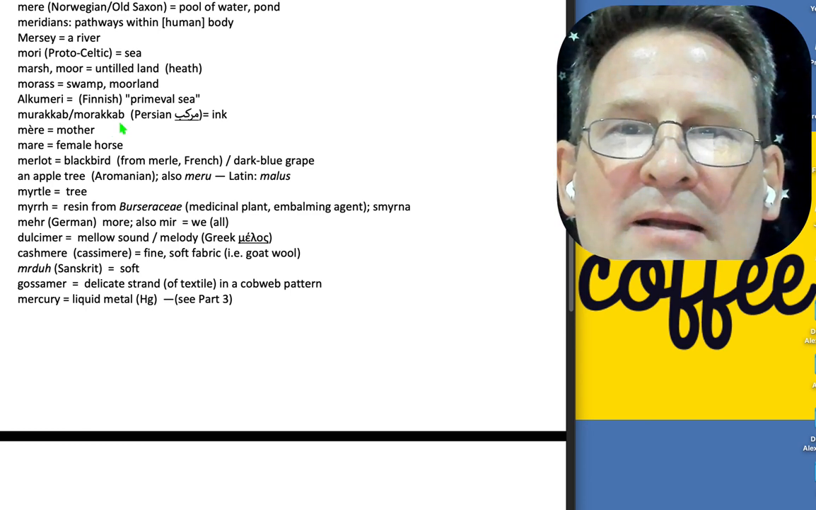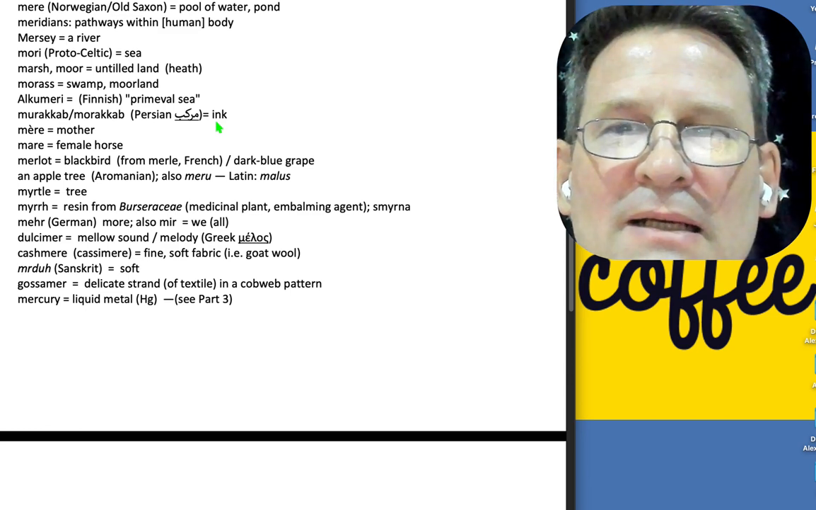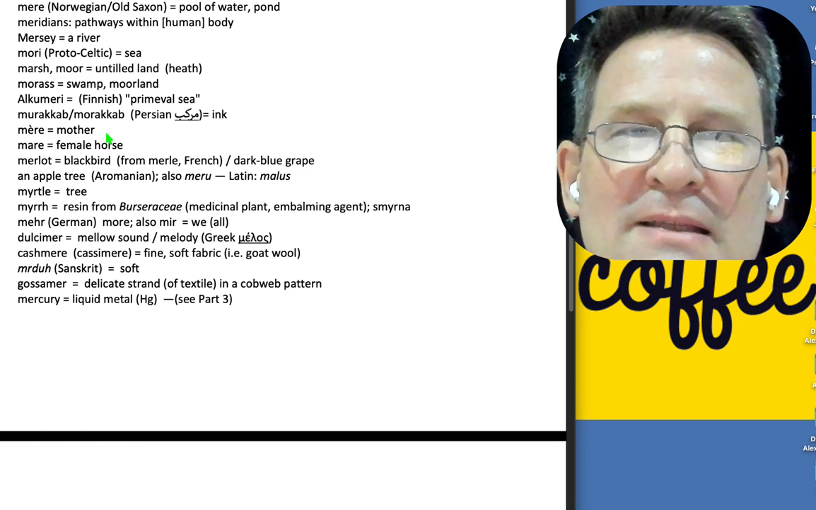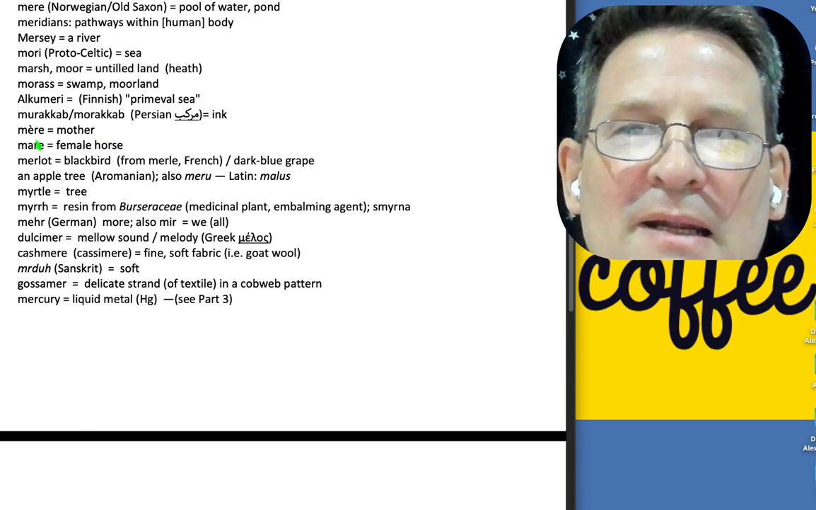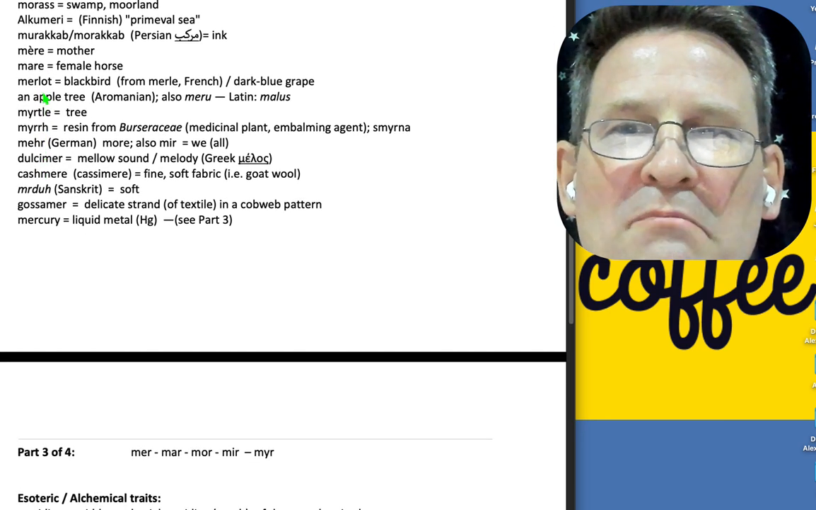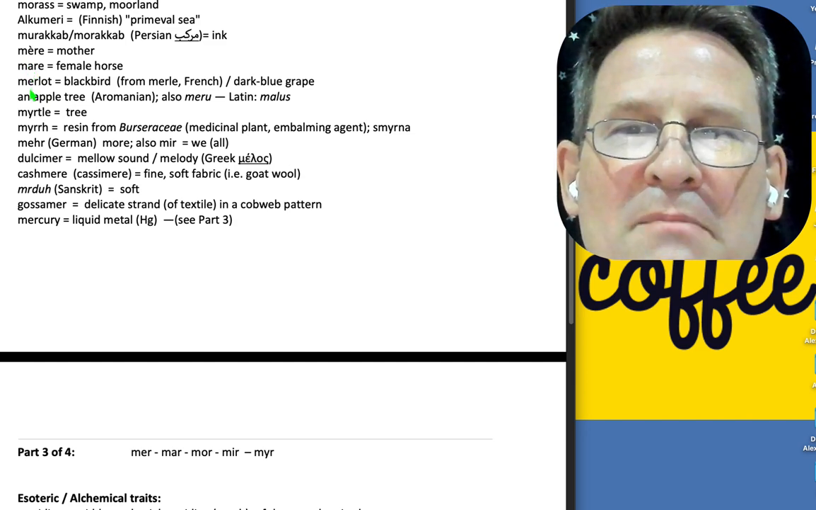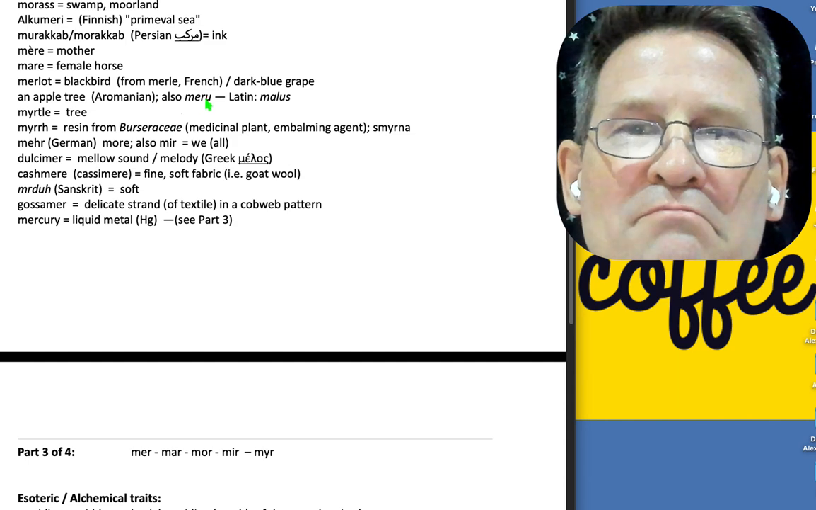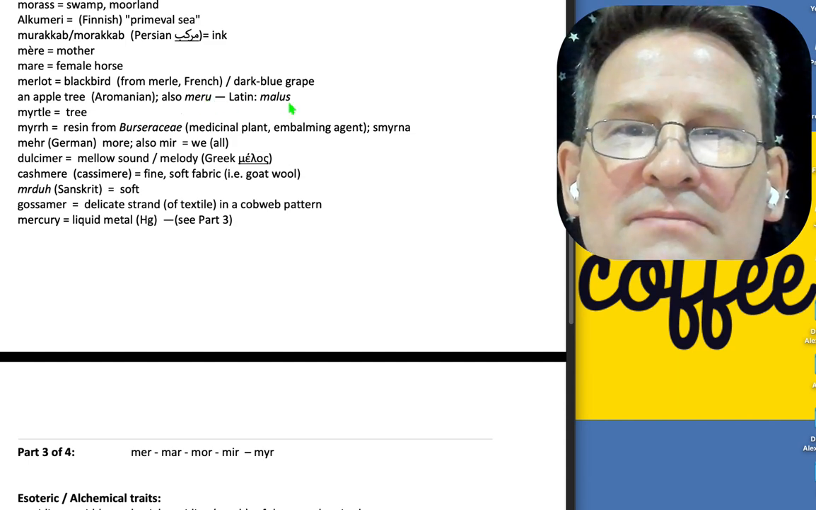Morakab, which means ink. Black ink, obviously. And we're going to look more at black later with mer. It's getting very dark. But anyhow, for now we're still in the feminine. The energy of mer, mother, mare, merlot. Right? And we've got meru, malus.